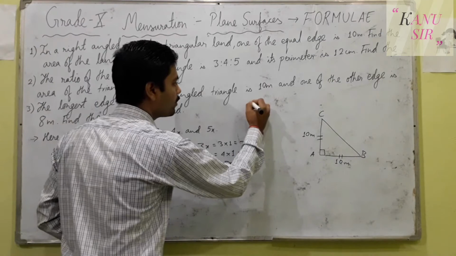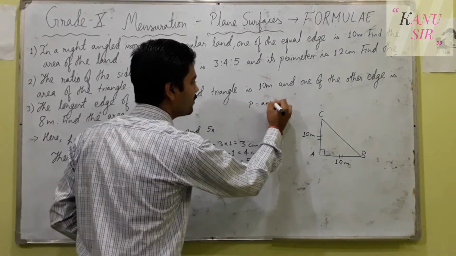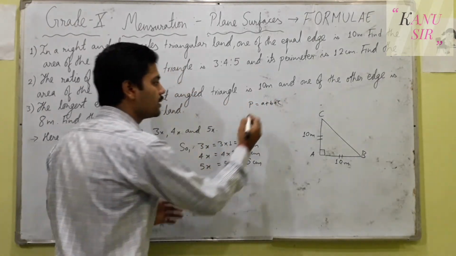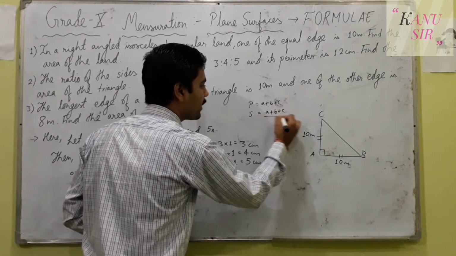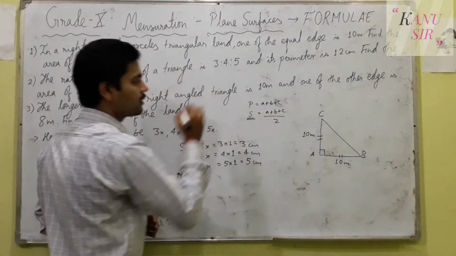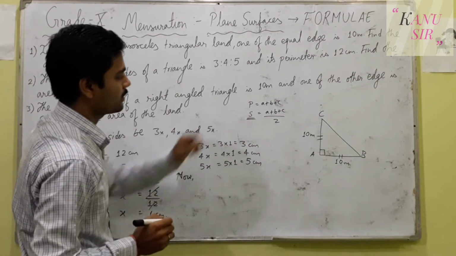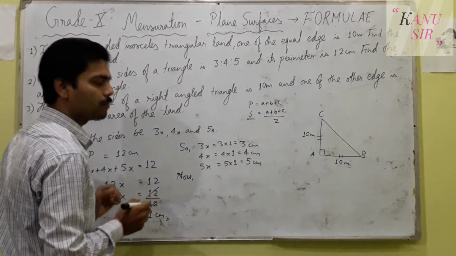The perimeter is A plus B plus C. But if you divide the perimeter by 2, then it is called the semi-perimeter. So we write S in place of P.